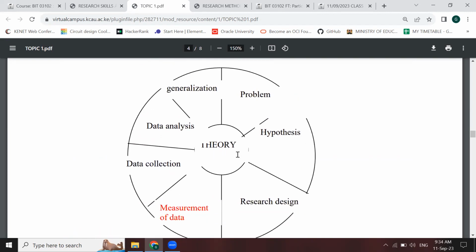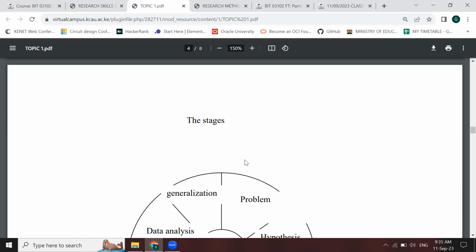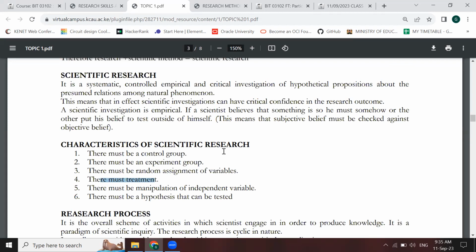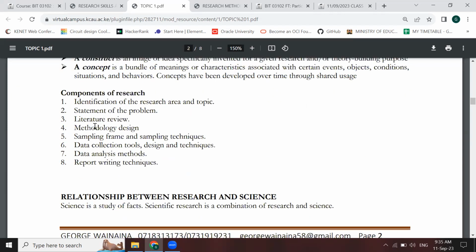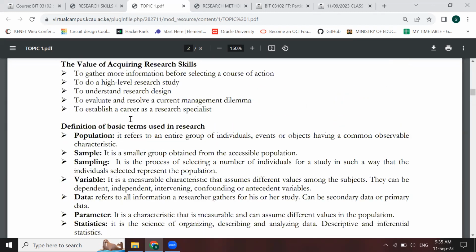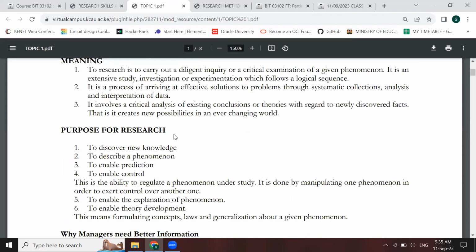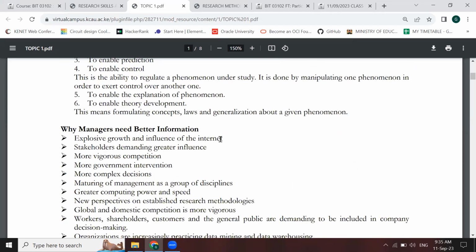So there's a research process there, but I just have to summarize this. I still have 4 minutes. Purpose of research, we had seen it somewhere here. Okay, that one I do not have to repeat.